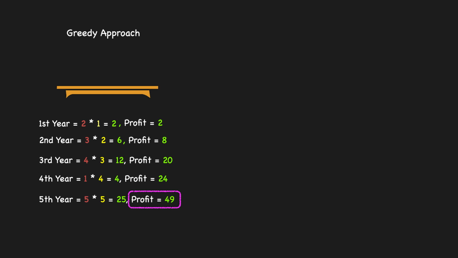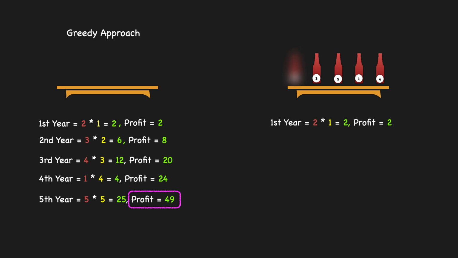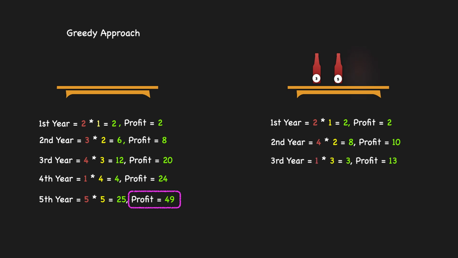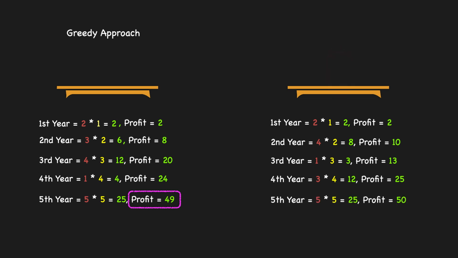But now, what if I told you that there is a way to achieve an even higher profit, whereby we are not necessarily selling the cheapest bottle first? Now, watch closely for the sequence. We'll sell the leftmost bottle first, followed by the rightmost bottle, and then once more from the rightmost side. After that, we'll sell the bottle from the left and again from the left. So this sequence results in a total profit of 50, which is clearly better than 49.